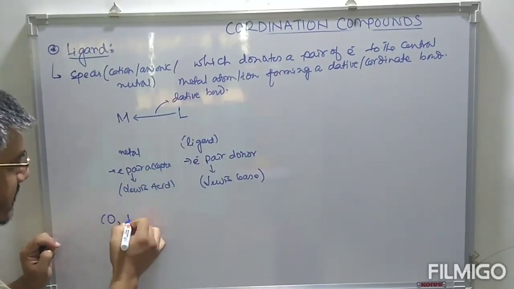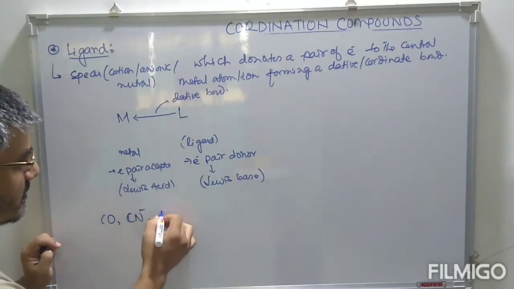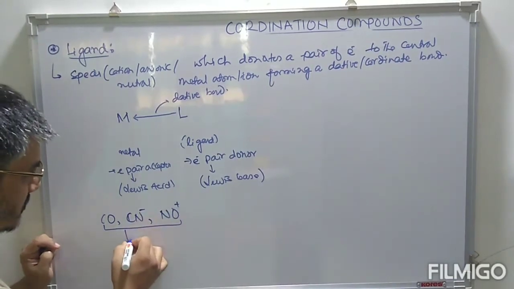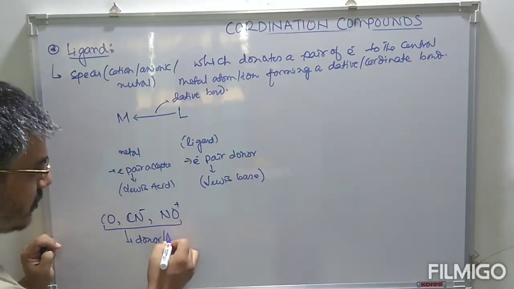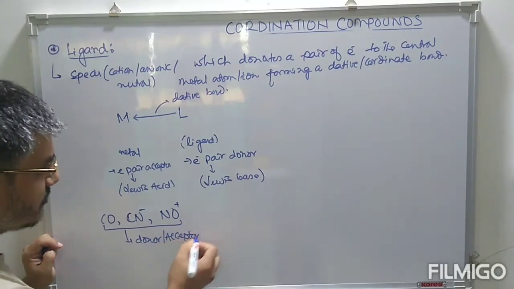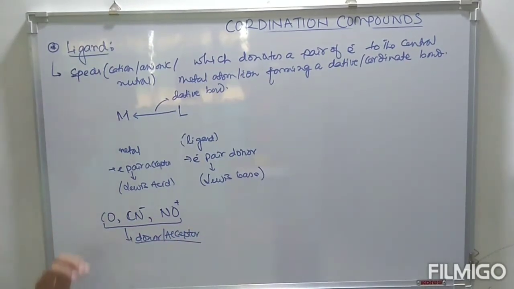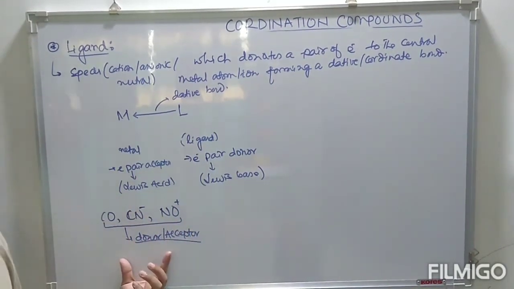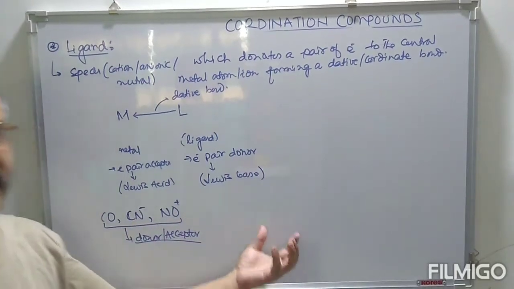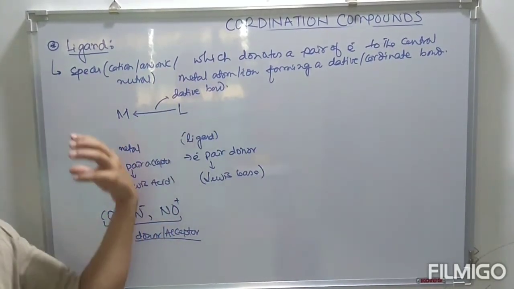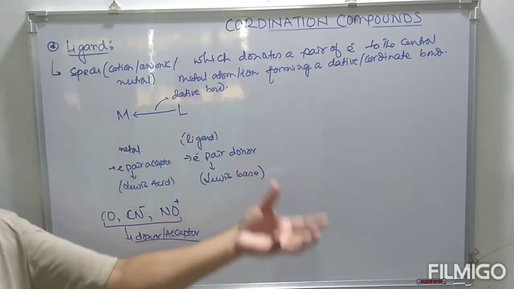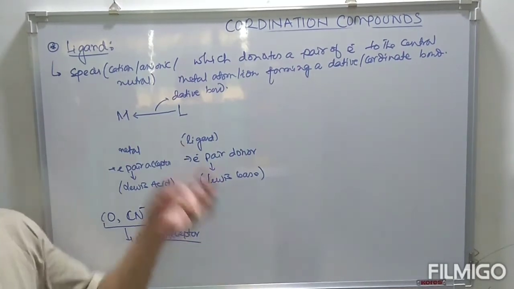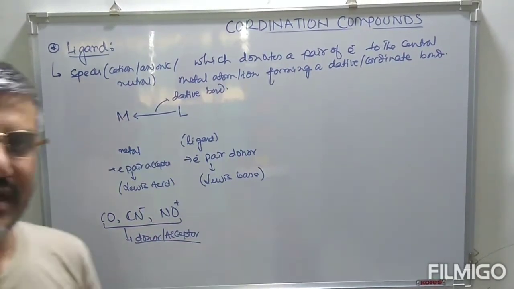like carbon monoxide, cyanide, and NO plus. These ligands show donor as well as acceptor property. So in complex species containing these types of ligands, the ligand will act as a donor partner as well as an acceptor partner, and the metal will also show acceptor as well as donor behavior. So in both cases, the ligand will act as an acid as well as a base. Similarly, the metal will also act as a base as well as an acid.